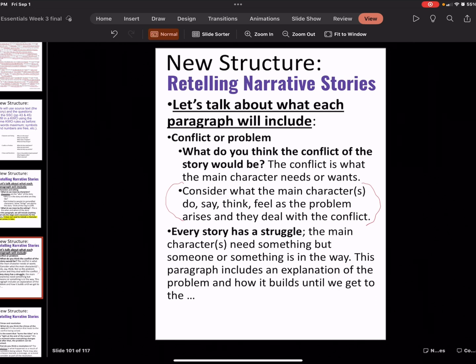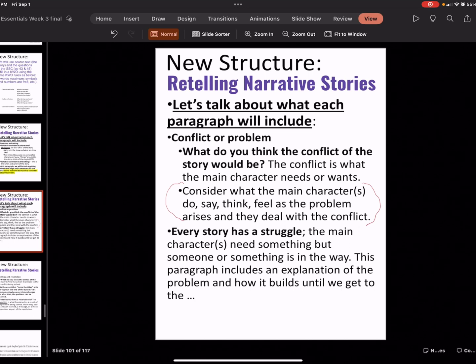Your keyword outline is not going to flesh out all of these thoughts and all of these feelings. You might see that they feel scared, so you would put scared in your keyword outline, but you're not going to expound on that like you would in a paragraph form. Again, hitting the high points for that keyword outline.